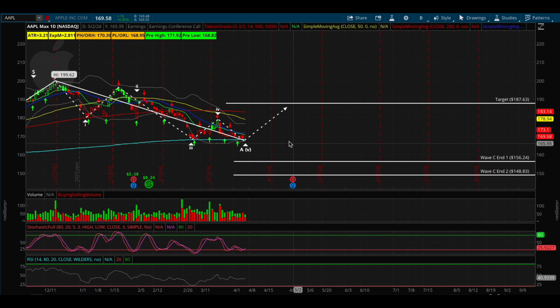So, in my opinion, if we hit this scenario where we go up to the 187.63 area and then drop, that's where I would be looking to end wave C. So end of wave B would be around 187.63. End of wave C would be around 156.24 or 148.43, which is where I would be looking for calls once again. And that's my opinion.